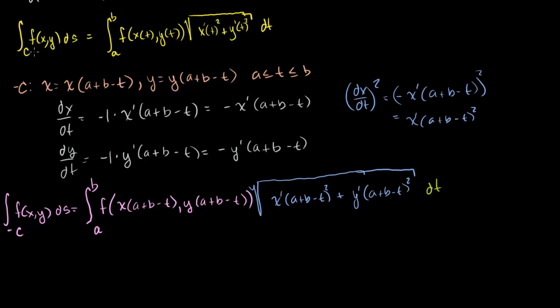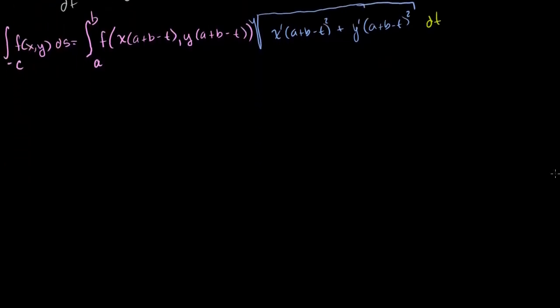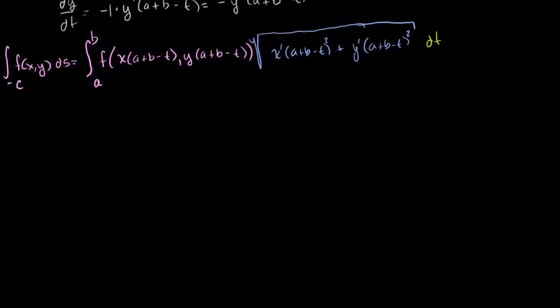This is the line integral over the curve C. This is the line integral over the curve minus C. They don't look equal just yet. This looks a lot more convoluted than that one does. So let's see if we can simplify it a little bit. And we can simplify it perhaps by making a substitution.